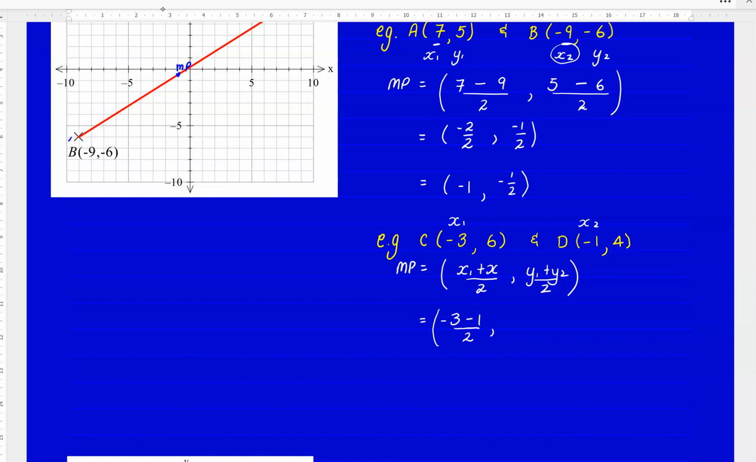And then we've got y1 plus y2. So there's y1, that's our second y value, y2, and that's just going to be 6 plus 4 divided by 2. Minus 3 take 1 is minus 4. Minus 4 over 2 is minus 2. 6 plus 4 is 10. 10 divided by 2 is 5, and there we go. That's the midpoint. That's the point that lies in the middle of C and D. So just whack it in there all the time. Make sure you cancel your fractions. That's all that we need to do.